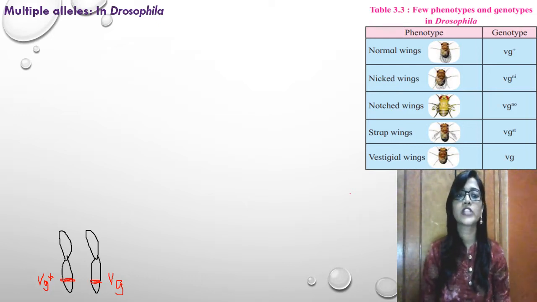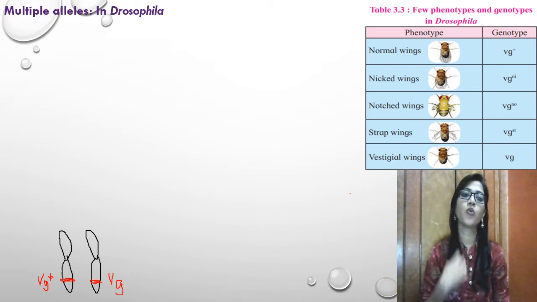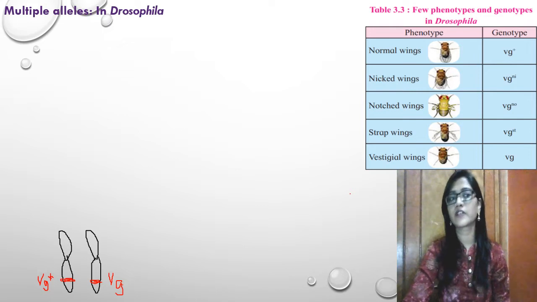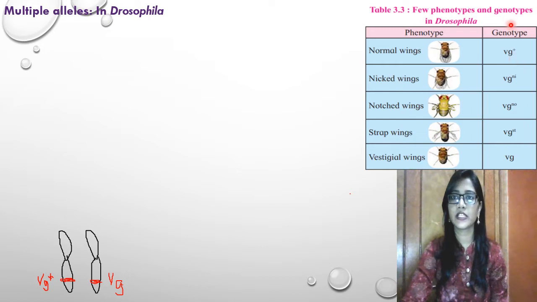So it is the homozygous condition, and it is just stumps. It is due to one allele, that is vg. In the homozygous condition, it is vestigial. The normal wing is the wild type, while the vestigial wing is the recessive type in Drosophila. So for the normal wings, vg plus is the genotype; these are the phenotypes.